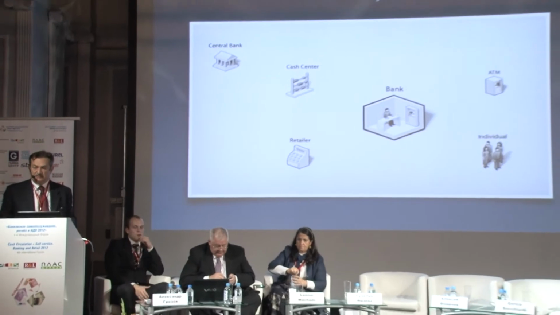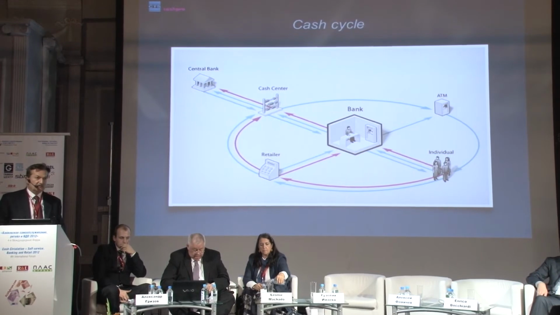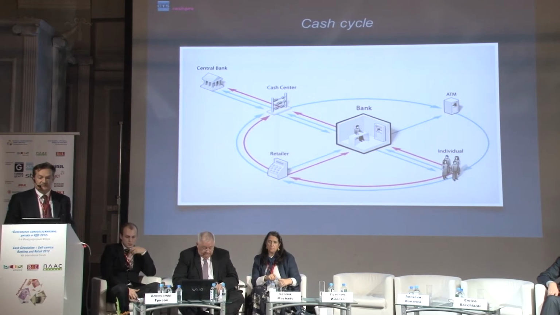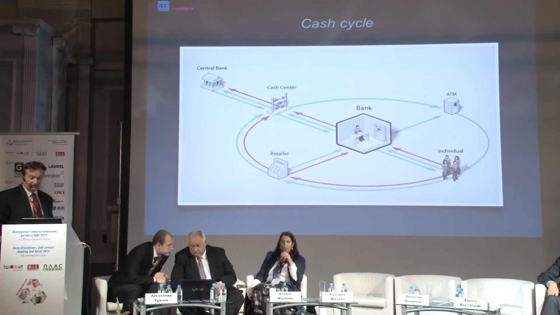And let's see how. So first of all, let's go over once again the cash cycle that I'm sure you all know very well. So we have the commercial bank, and we have the players around, which are the central bank, the cash center, the ATM world, the retailer, and the consumer. So cash rotates around these. It's distributed from the central bank to the commercial bank through the cash centers, then it's collected from the customers and used and delivered to the bank via the retailer.